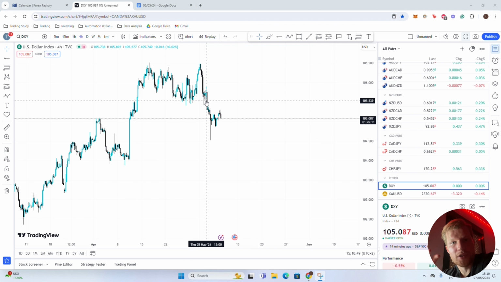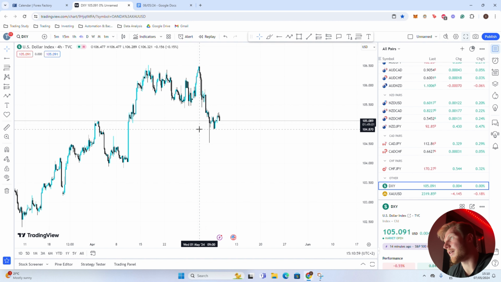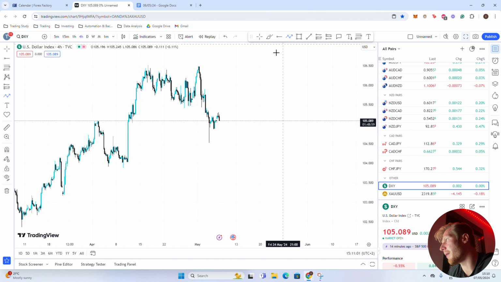So what we're going to do today is some analysis on the US dollar. We're going to do fundamental analysis and then some technical analysis, and we're going to generate some trade ideas. The first thing we've got to note is that we've recently seen this pullback on the US dollar.